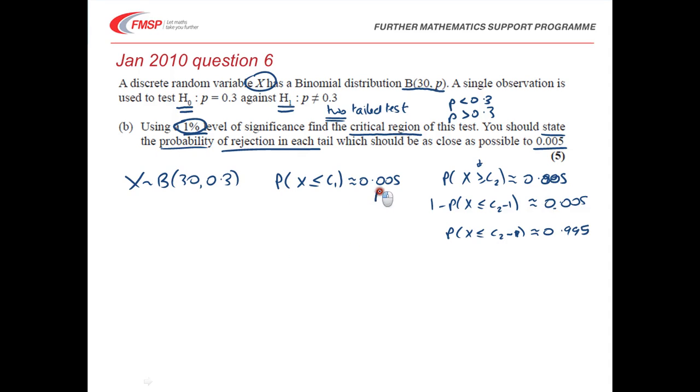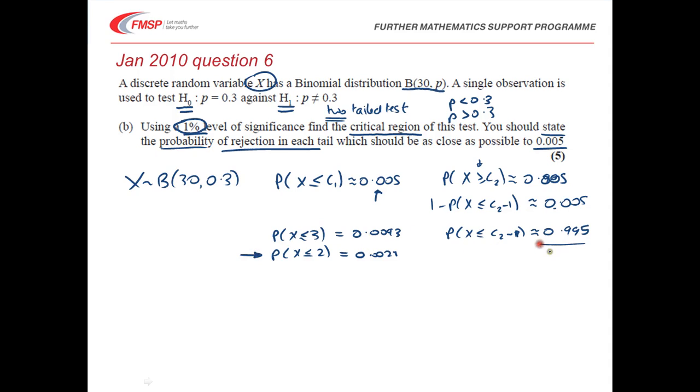What we do is we look for two probabilities that straddle 0.005, and they are when the probability of x is less than or equal to 3 and when the probability of x is less than or equal to 2. And from your tables, this one has a value of 0.0093, and this one has a probability of 0.0021. And we can see that this one is closest to 0.005, which is what they're asking for.